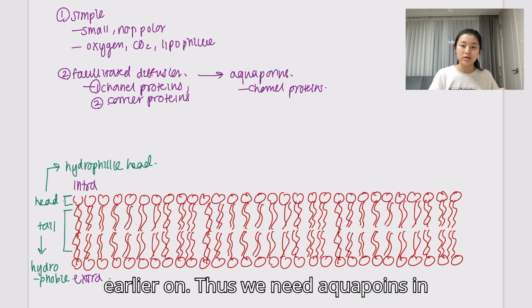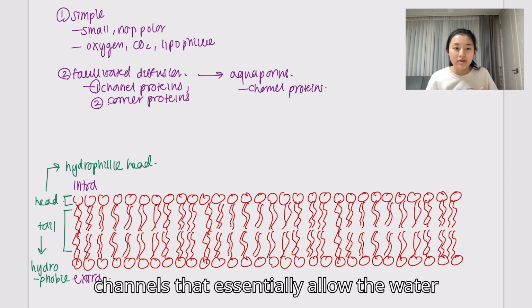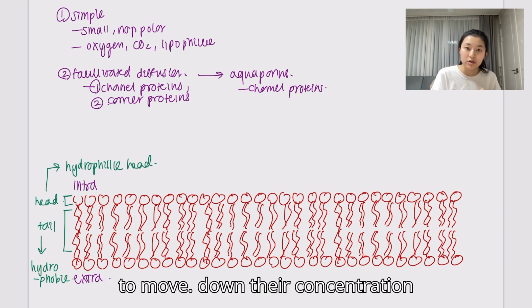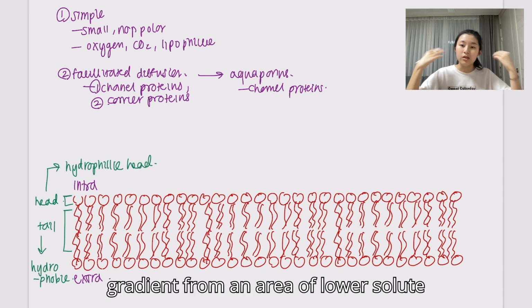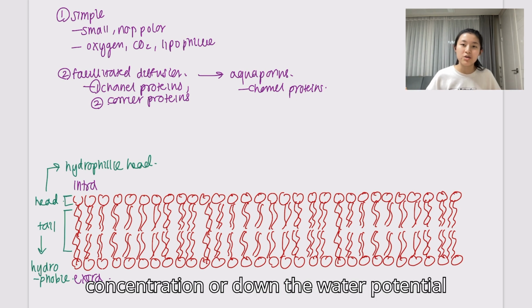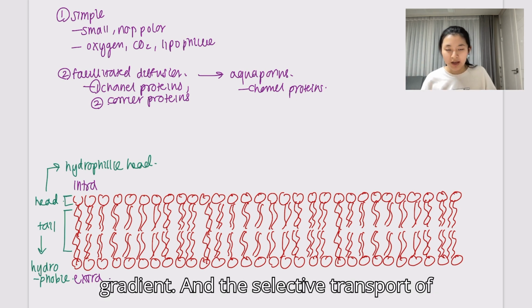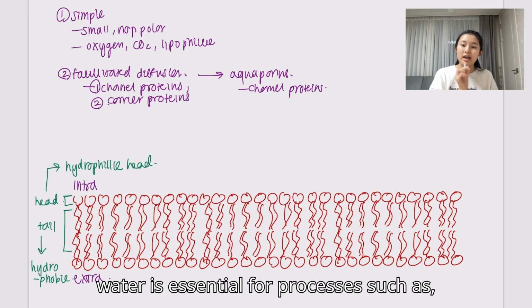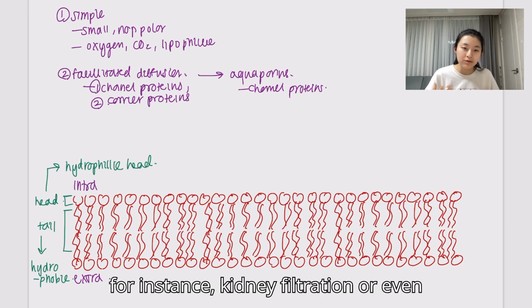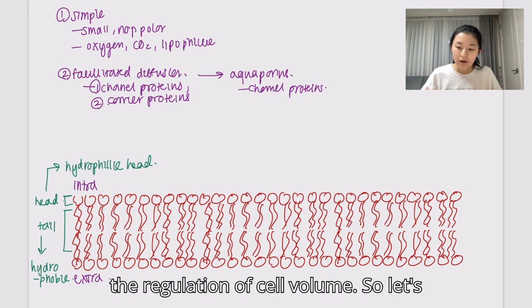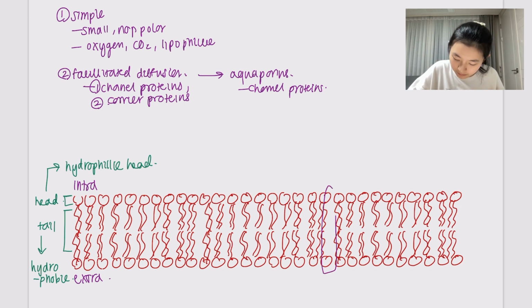Thus, we need aquaporins in order to create these hydrophilic channels that allow the water to move down its concentration gradient, from an area of lower solute concentration to higher solute concentration, or down the water potential gradient. And the selective transport of water is essential for processes such as kidney filtration or even the regulation of cell volume. So let's draw that right here.